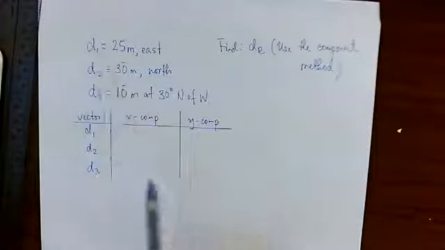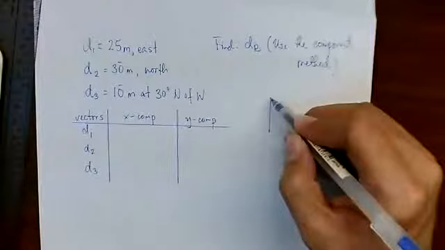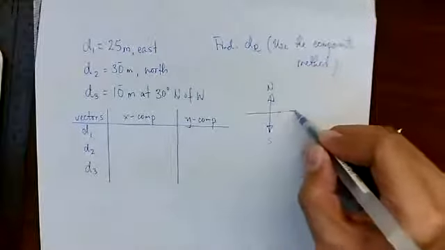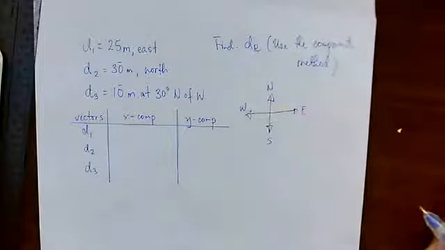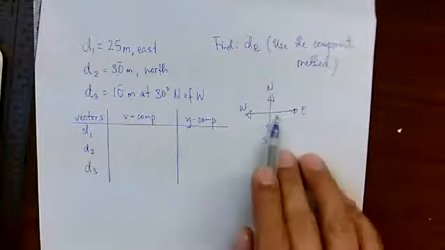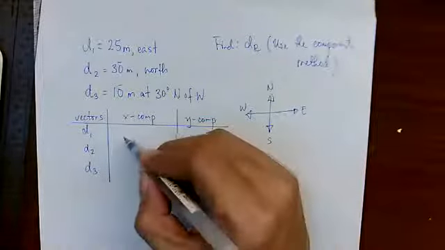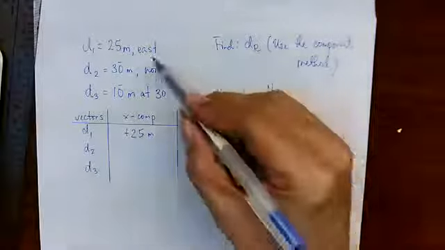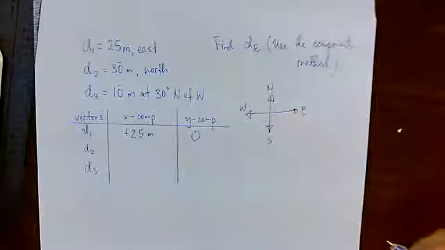Okay, so let's go to D1. It says here 25 meters east. Now remember, the orientation that we have is this is north, south, and this is east, and this is west. So D1 is 25 meters east. There is no Y part, only the X part, and it's heading to the right. That's why this is positive. So positive 25 meters. There is no Y component, so we just write down 0 here.